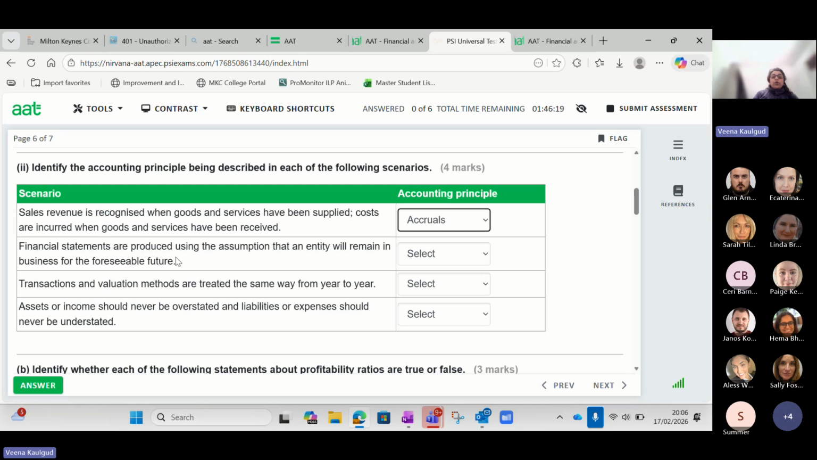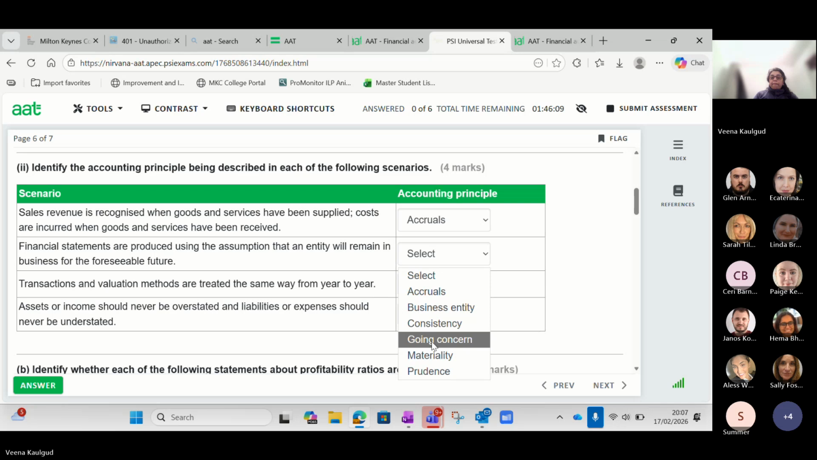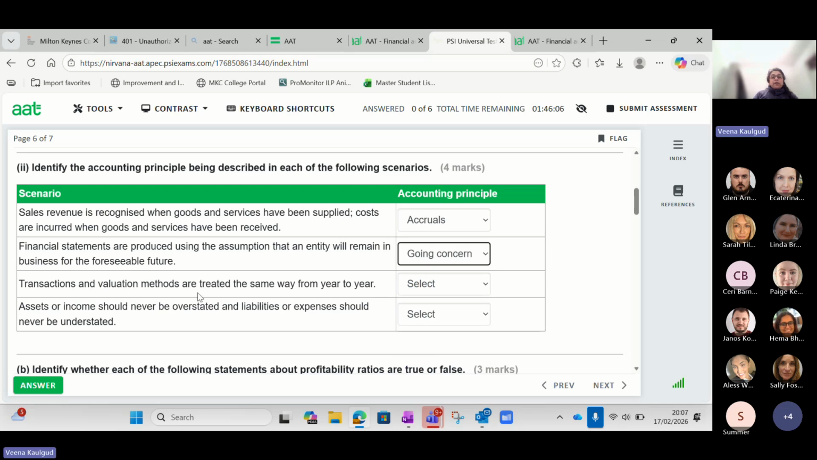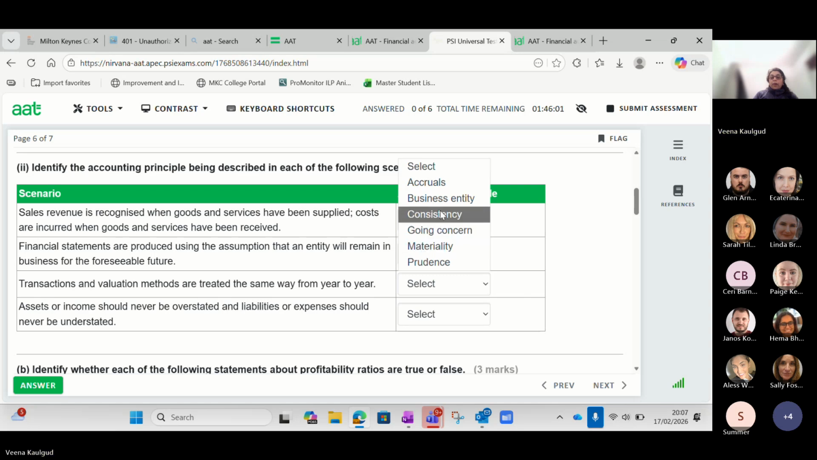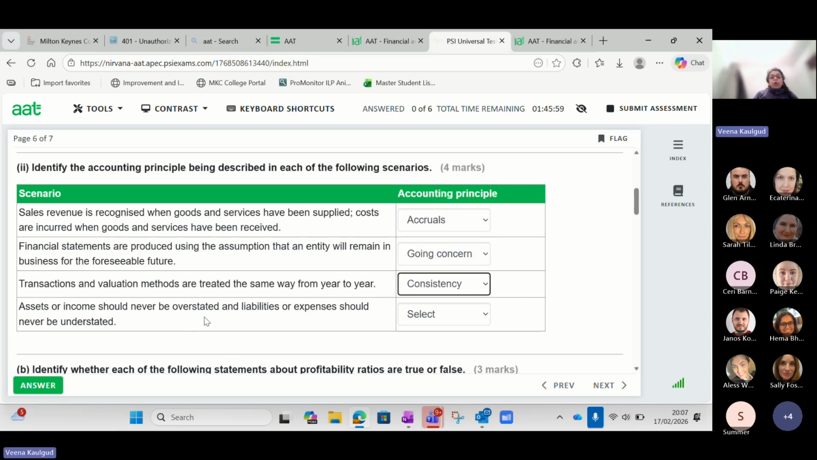Financial statements are produced using the assumption that an entity will remain in business for the foreseeable future. So you assume that the business will continue to exist, which is called a going concern. Transactions and valuation methods are treated the same way from year to year. That is called consistency. Assets or income should never be overstated, and liabilities or expenses should never be understated. So it is like a rule. So you should do the right things. So when it says you should do the right things, it is basically prudence. So you should be prudent, you should be careful. That is the word for prudence.